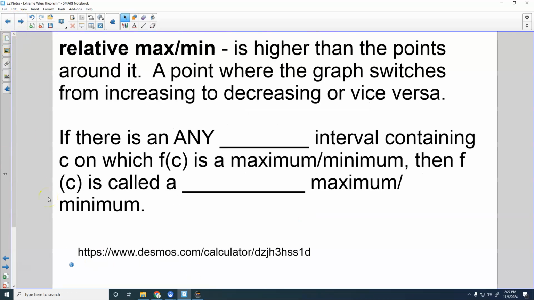So a relative maximum or minimum is higher than the points around it, or we could say lower if it is a minimum. It's a point where the graph switches from increasing to decreasing or vice versa.